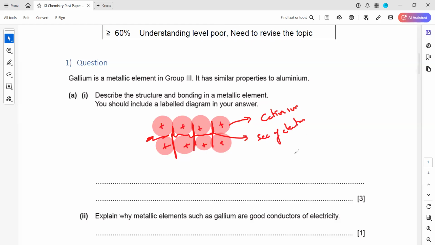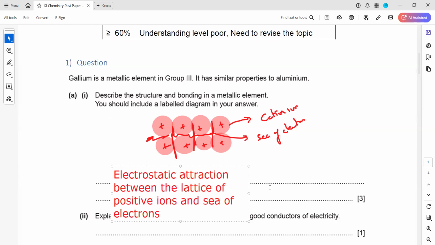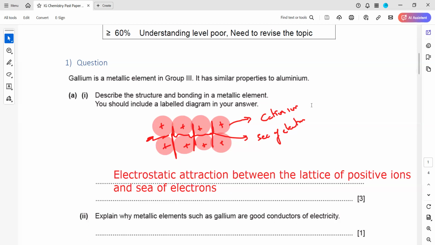And explain the metallic bonding. So how do we explain the metallic bonding? It is electrostatic attraction between the lattice of positive ions and the sea of electrons, or the delocalized electrons. 1 mark for electrostatic, 1 mark for between the positive ions, 1 mark for the sea of electrons.